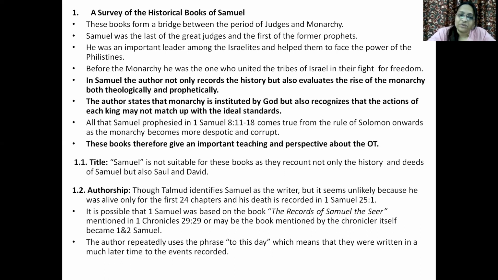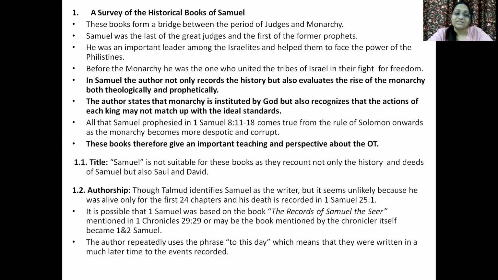So from that period we see that all these things start happening. Before that it was not bad, but from the time of Solomon onwards, this kind of corruption in the rulership or monarchy crept inside. So these books therefore give an important teaching and perspective about the Old Testament in general.